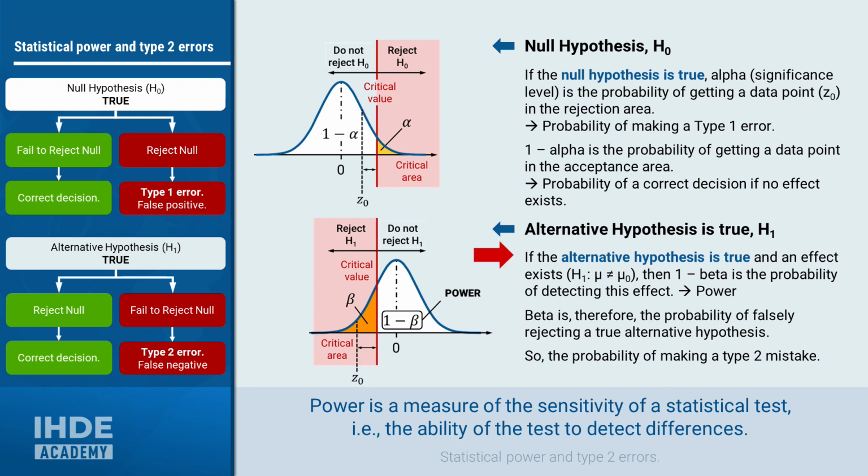But if the alternative hypothesis is true and an effect exists, 1 minus beta is the probability of detecting that effect. This probability is called statistical power. Power is a measure of a statistical test's sensitivity, the test's ability to detect differences. Beta is therefore the probability of falsely rejecting a true alternative hypothesis. So the probability of making a type 2 error.